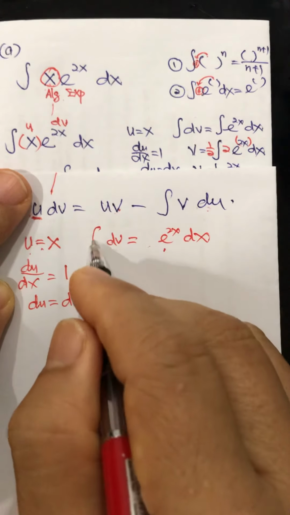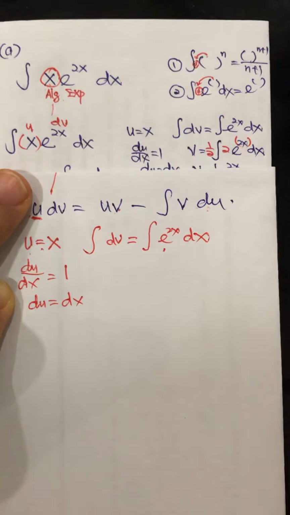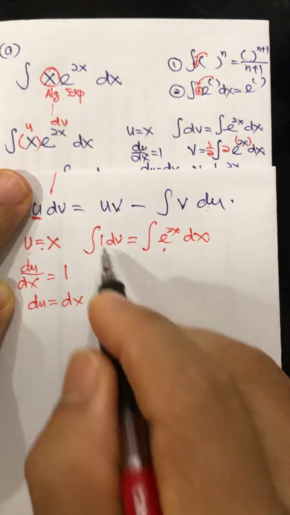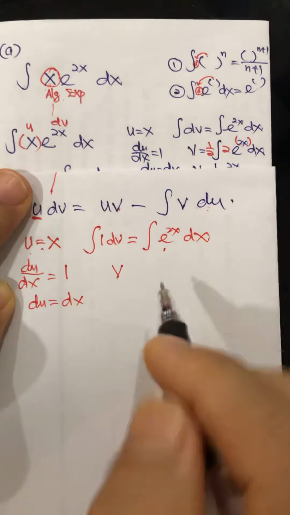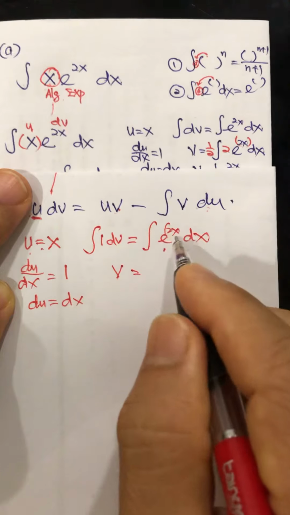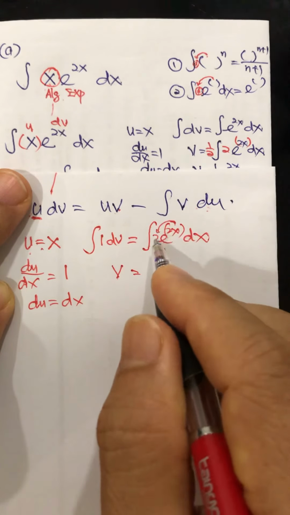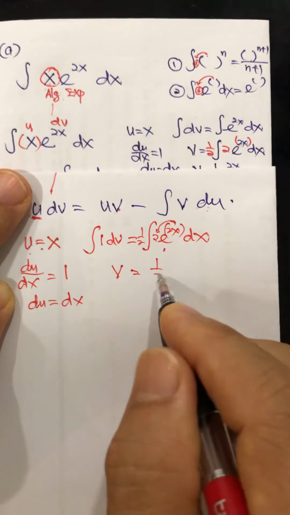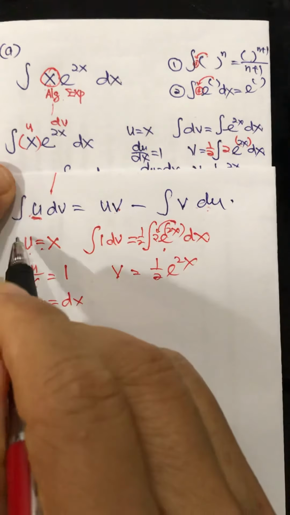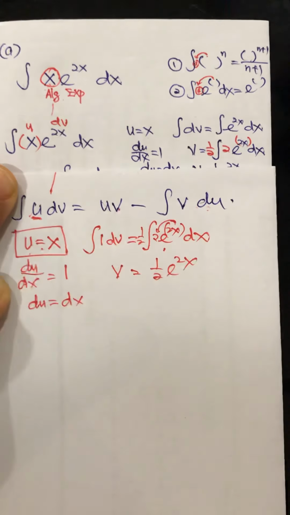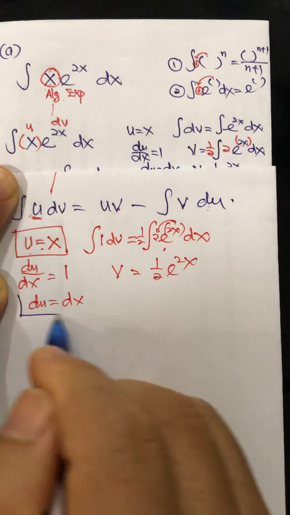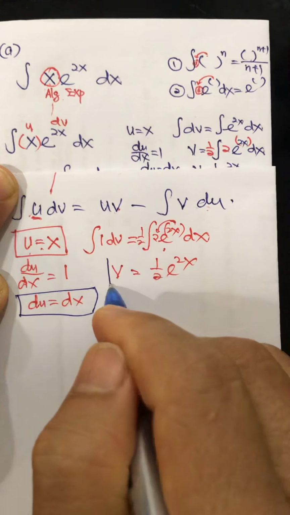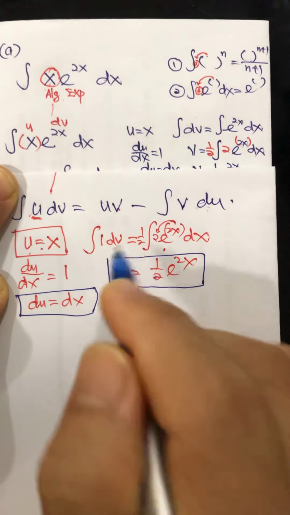Then here I integrate. When you integrate 1, you get v. But here, when you want to integrate, the bracket is here, you must have a 2 here, you must have a half. So it's half e to the 2x. So you see, this is the u, this is the dv, this is the v.